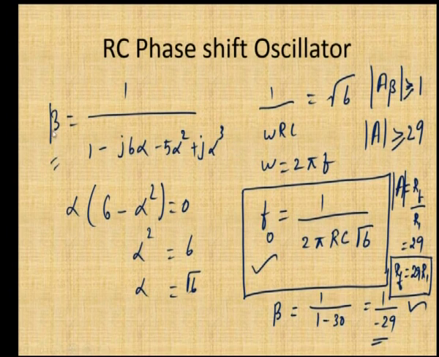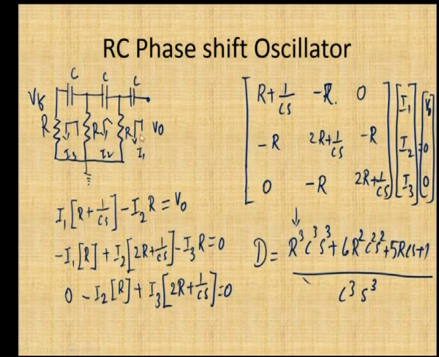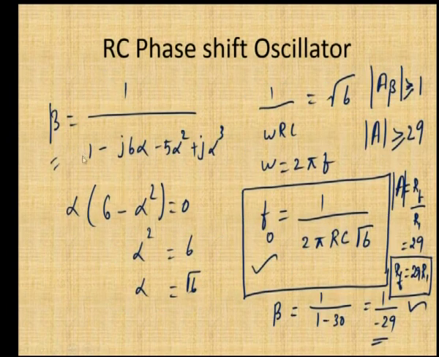What is beta? This is the feedback factor of the network. The network we have considered as the feedback network. So, beta is this value. So, from this 6 alpha minus alpha cube is equal to 0, because beta has to be real. The beta value must be real.